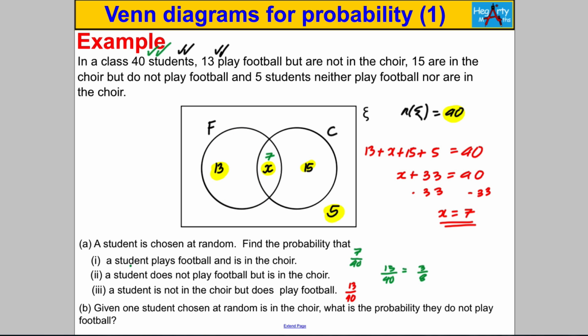Right, the last question. Given one student at random is in the choir, so you've taken one student and they are in the choir, so you're interested in these students, these 15 add 7's 22 students. What is the probability they do not play football? Well, 15 of those 22 students don't play football and 7 out of those 22 do, so the probability in this case is simply going to be 15 out of 22, and we're done.